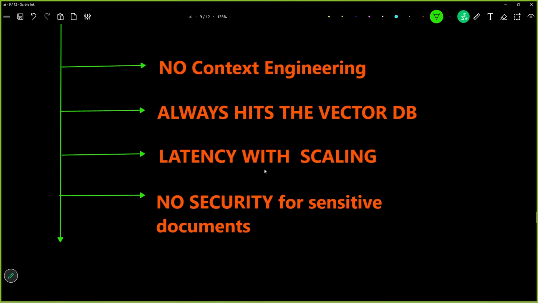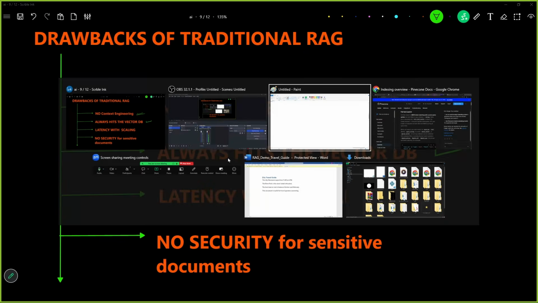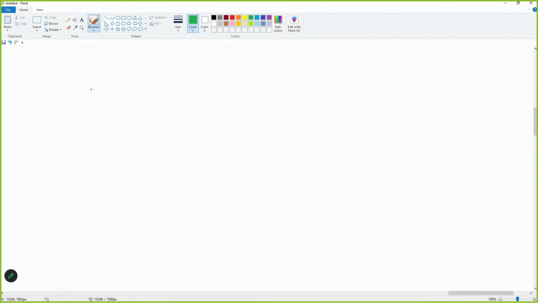So this is the first part, that this is the first drawback, always hits the vector database. All right. Second one is no context engineering. What do I mean by no context engineering? So let us say a new user query has come. A new user query has come.